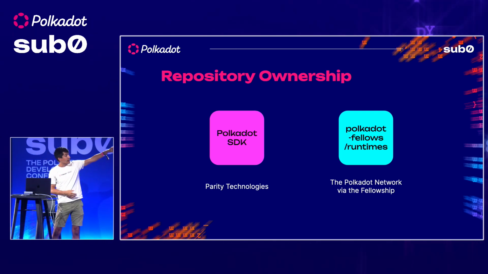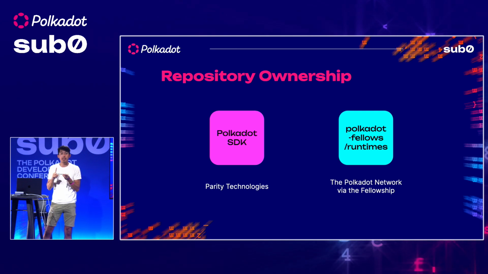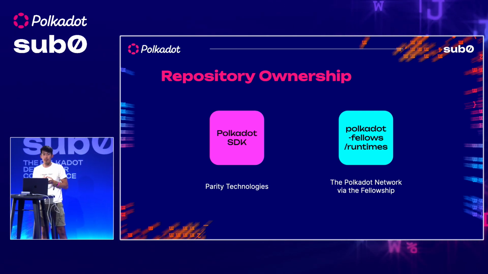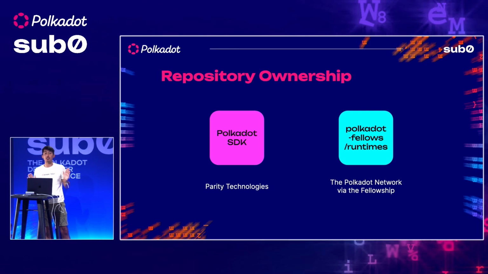We ejected the runtimes out because the runtimes, Polkadot itself, Kusama itself, these different asset parachains or these different subsystem parachains, they are not owned by Parity. These are things owned by the DOT holders, right?